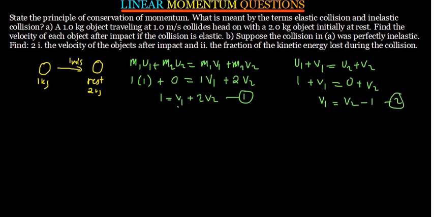I can also make v1 the subject of equation 1. So v1 is going to be equal to 1 minus 2 v2. Both are v1, so I'm going to equate them. So v2 minus 1 is equal to 1 minus 2 v2. If I take this to the other side, that gives us 3 v2, and taking the 1 to the other side, that is 2. And v2 is going to be 2 over 3.